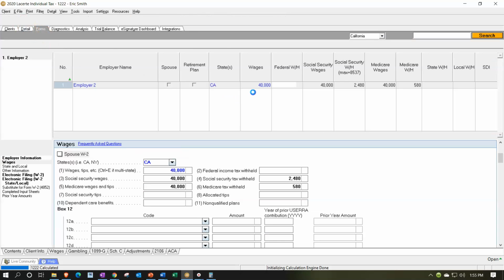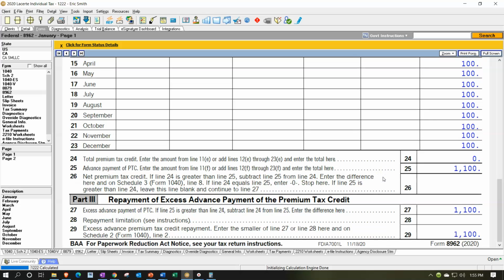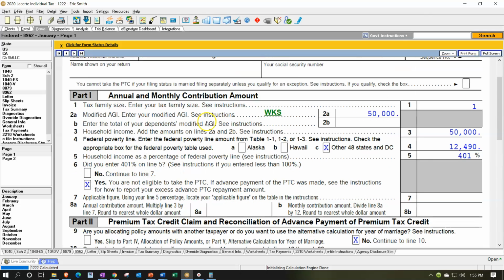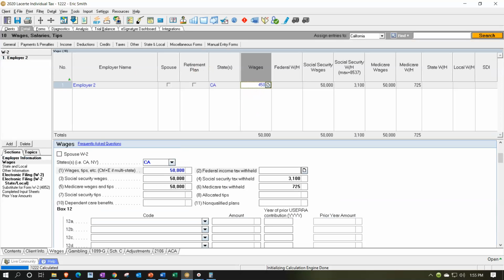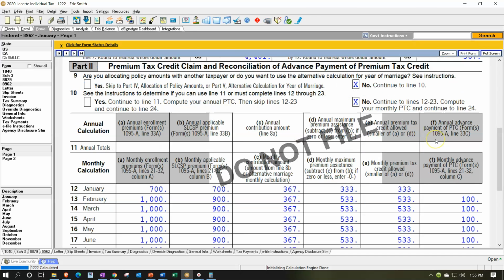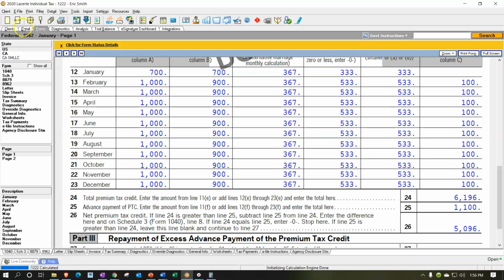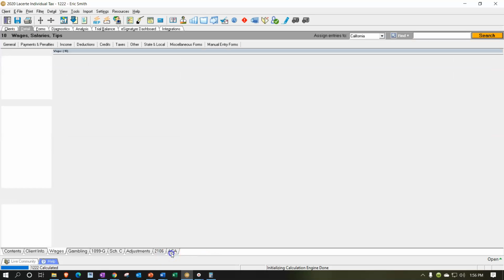If we increase the income up, let's say 50,000, and go back over. So now you could see we have lost the credit completely. Because we're over the 401. So let's bring it to 45,000. 45,000. This is for a single filer. So now we're at 360. And the credit is being applied out at the 5,096, meaning the credit was for 6,196. We already got a benefit of 1,100, so we have it at 5,096.